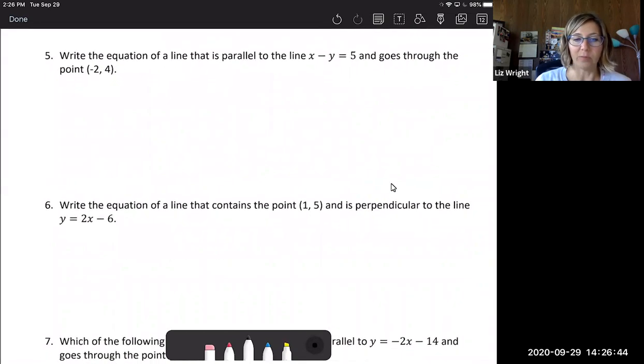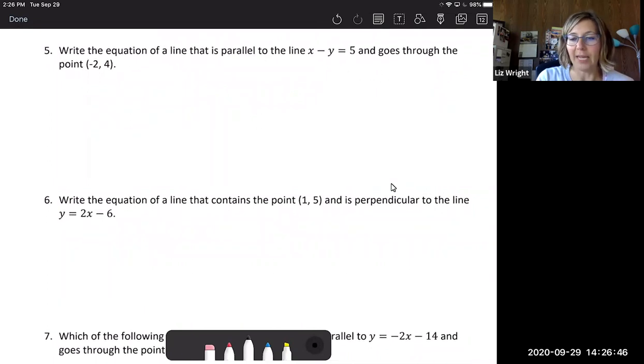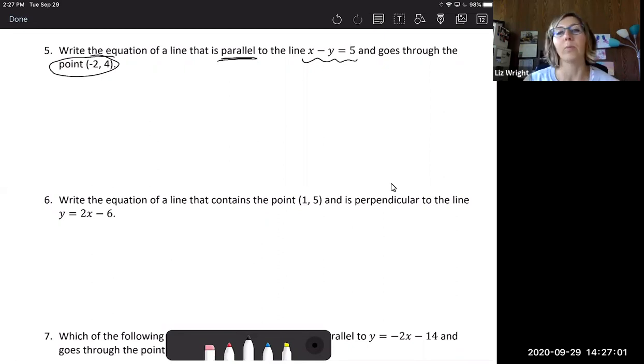Number 5, it says, write the equation of the line that is parallel to this line, and it goes through the point right here of negative 2, 4. So what you're going to need to do, we're going to follow the steps that we did on the previous lesson where we had those 4 scenarios where we were given particular pieces of information and you had to write the equation of a line. We're going to do the same thing here in this lesson, but this time we've also got to include what we know about parallel and perpendicular lines.